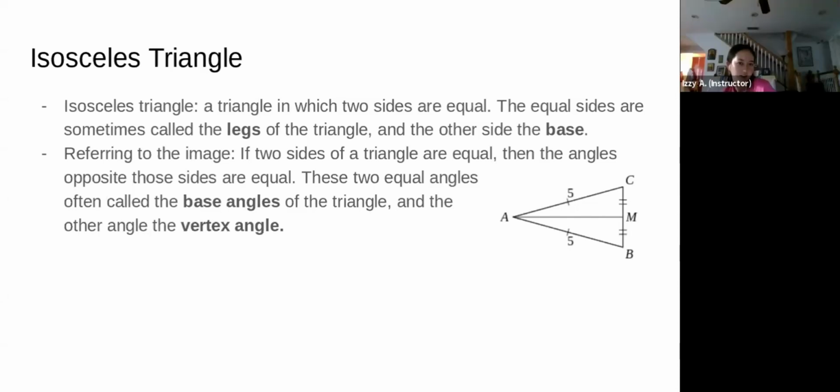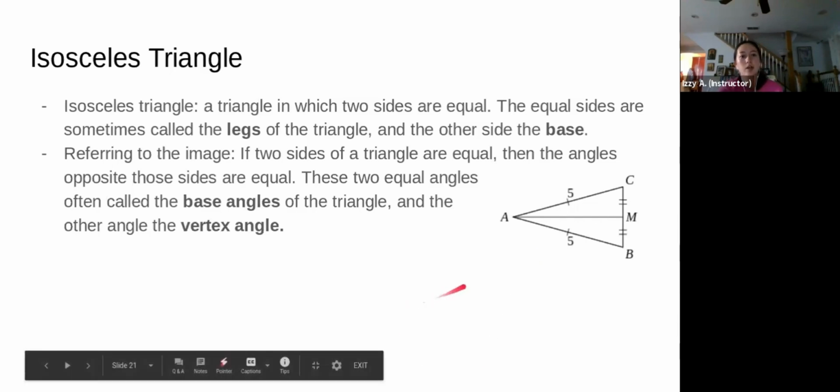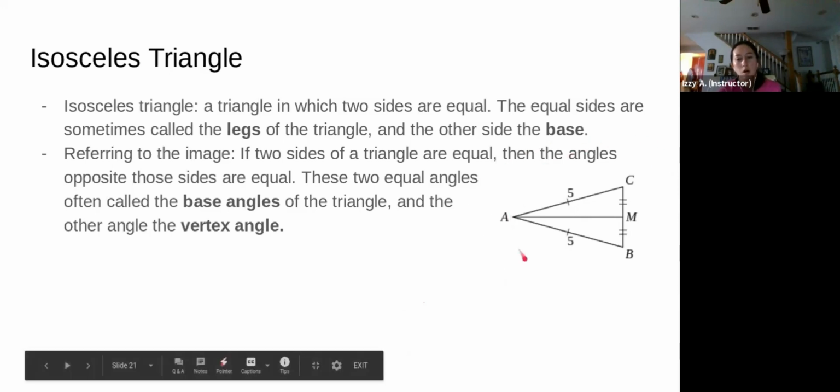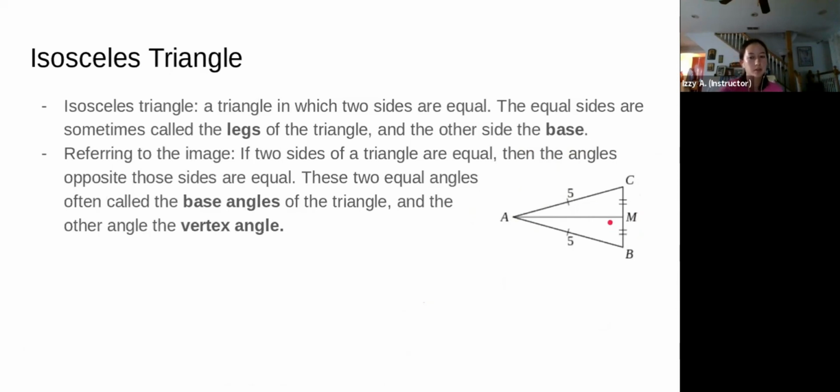So, as Max said, an isosceles triangle is a triangle in which two sides are equal to each other, and the equal sides are sometimes called the legs of the triangle, and the other side is called the base. If we refer to the image, triangle ACB is an example of an isosceles triangle because the legs of the triangle are congruent to each other, and then this is going to be the base.